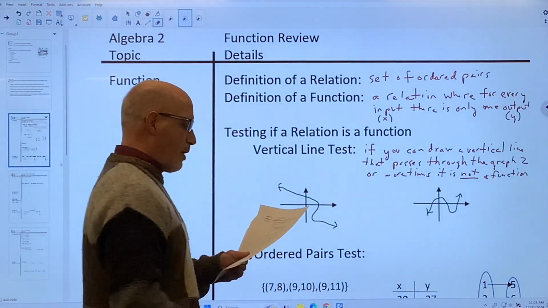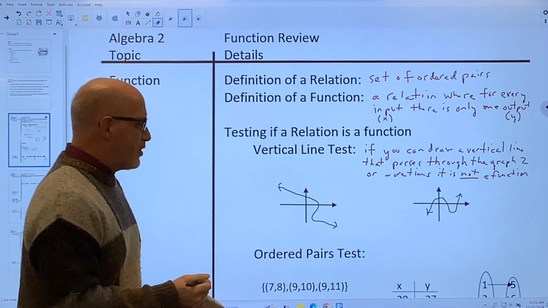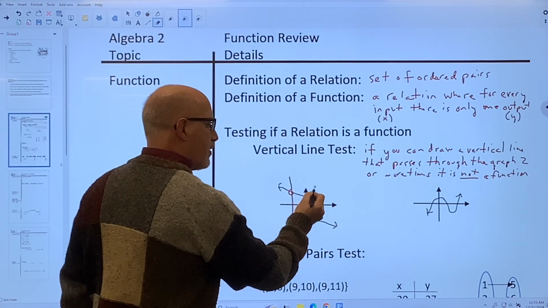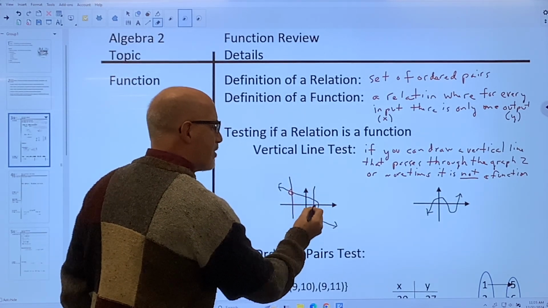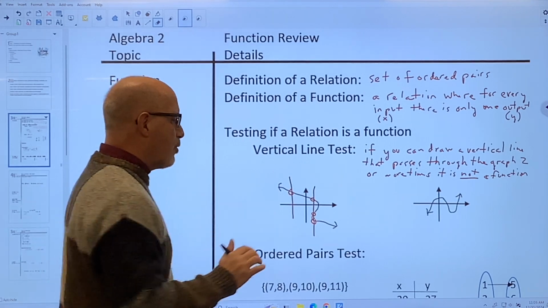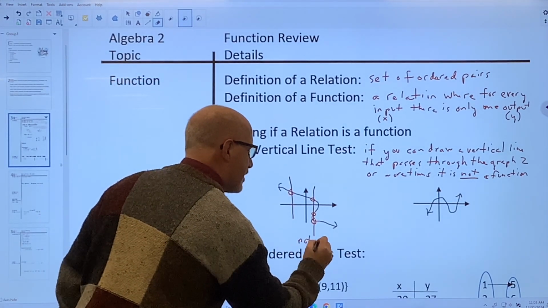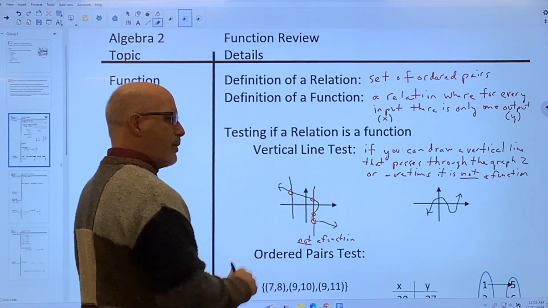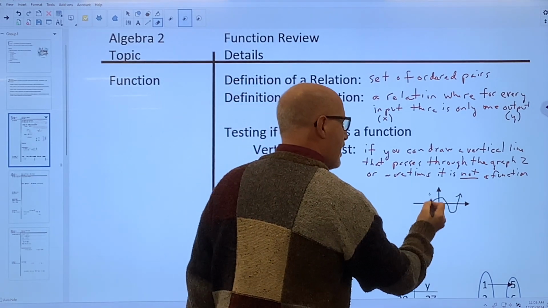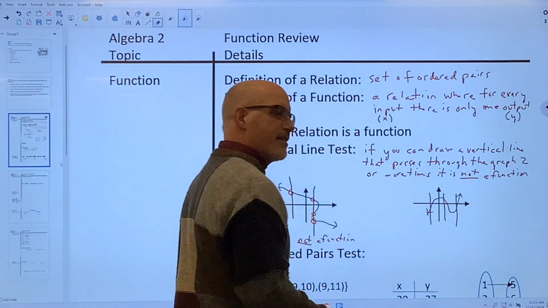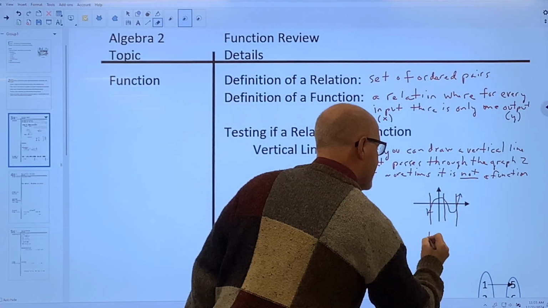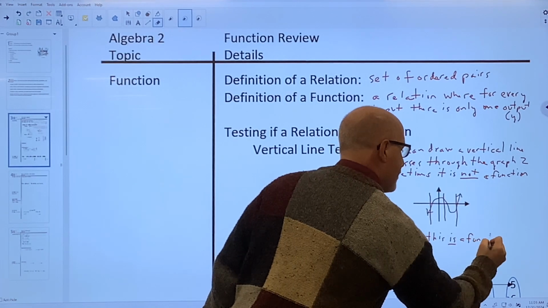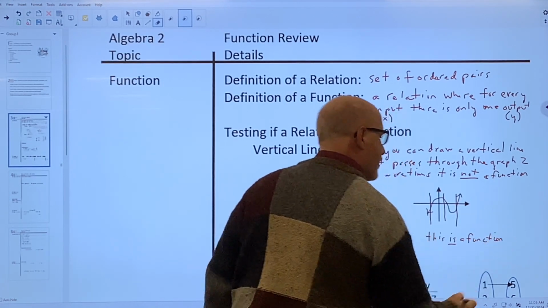So if we look at these two graphs, for instance, as examples, this first one, if I draw a vertical line out here, it only hits it once. But if I draw a vertical line over here, it will hit it even 3 times. So if it hits it 2 or more times, it is not a function. Now this one over here, every time you draw a vertical line, it will only hit it once. So this is a function. It passes the vertical line test.